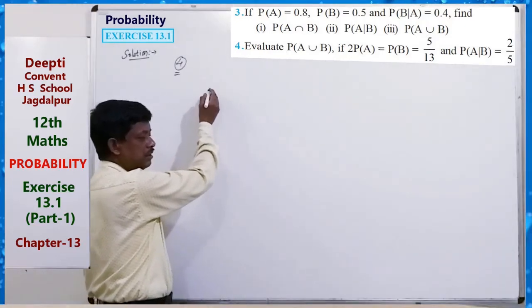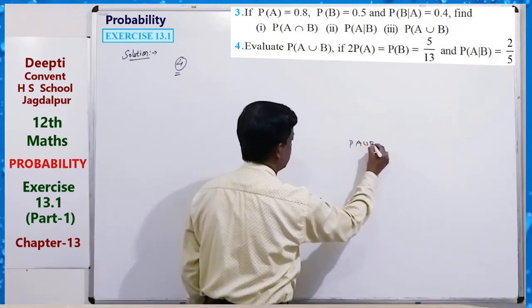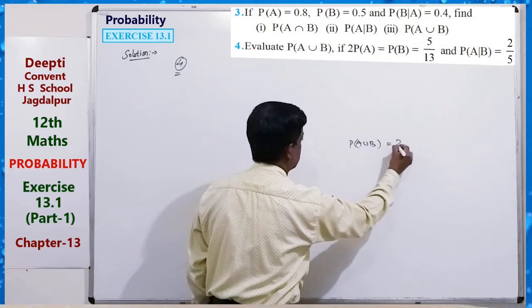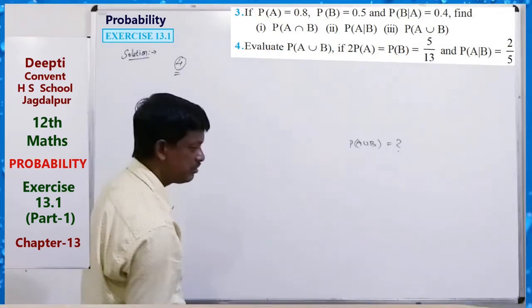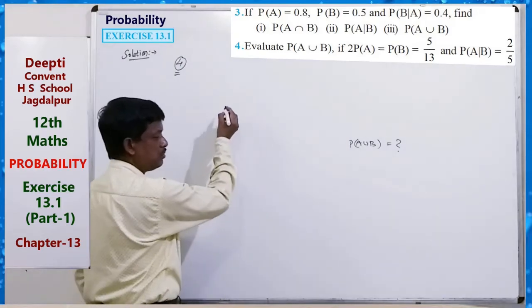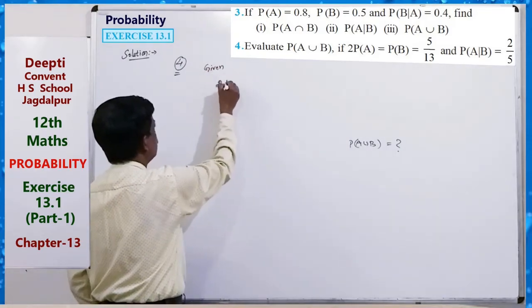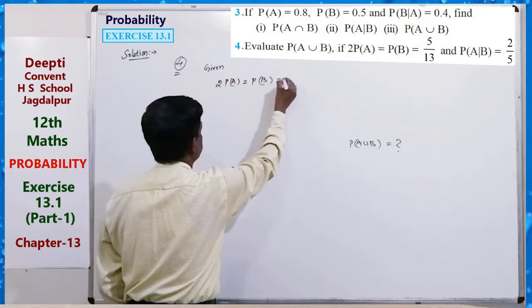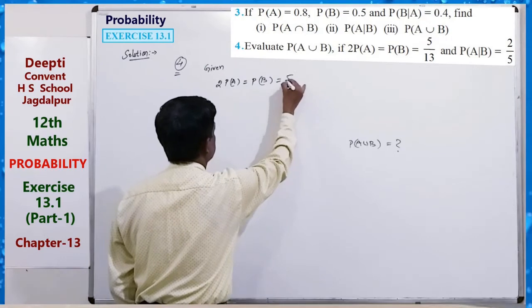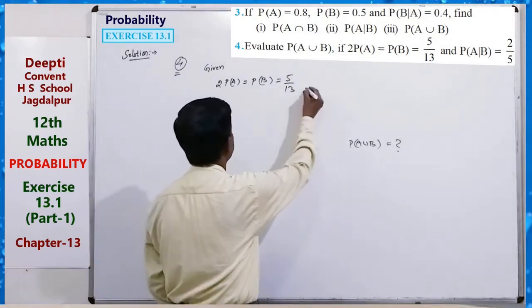What is given? We just have to find P(A union B). Here, given is 2P(A) equals P(B) equals 5 by 13. It is given. And P(A|B) is 2 by 5.